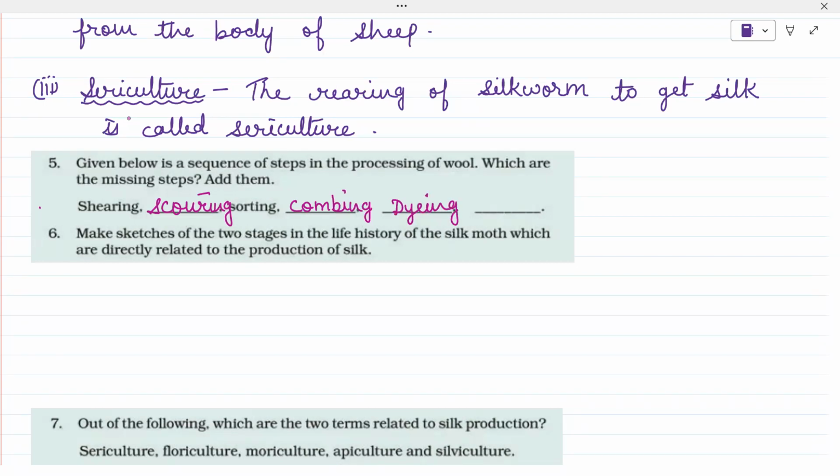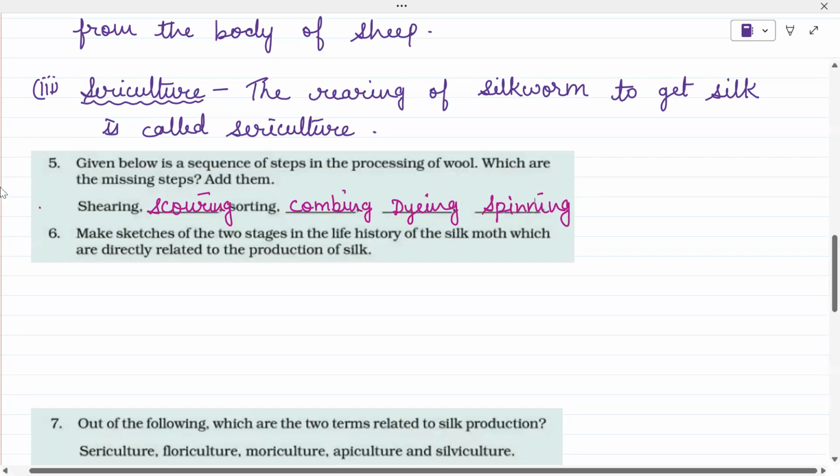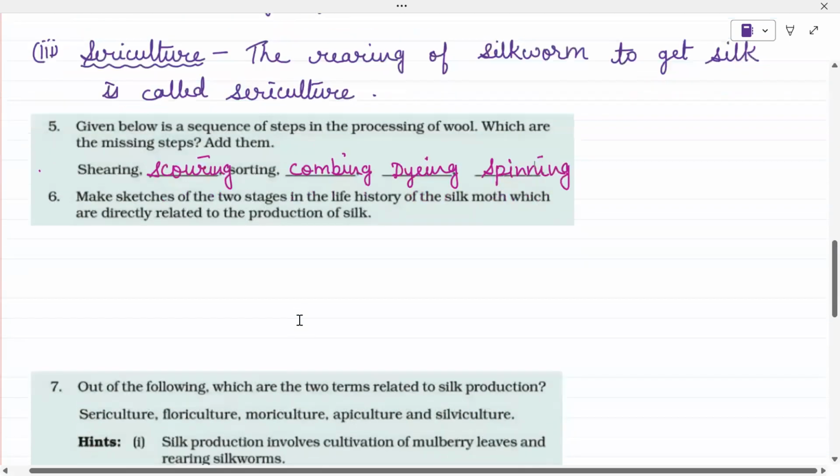We can get the desired color after this process, right? And then comes spinning, right? So this is the sequence of the steps.